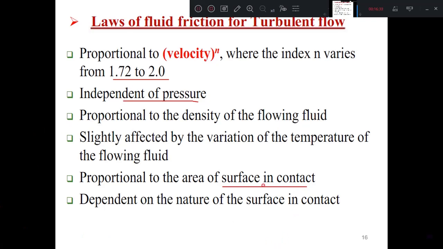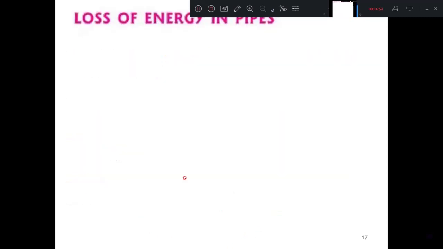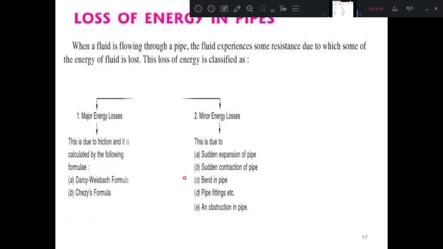So it mainly depends upon the surface in contact: proportional to the area of the surface in contact, as well as dependent on the nature of the surface in contact. Then the loss of energy in pipes. There are mainly two types of losses that occur in pipes: major energy loss and minor energy loss. Regarding this loss of energy in pipes, we'll discuss in detail in the next class.